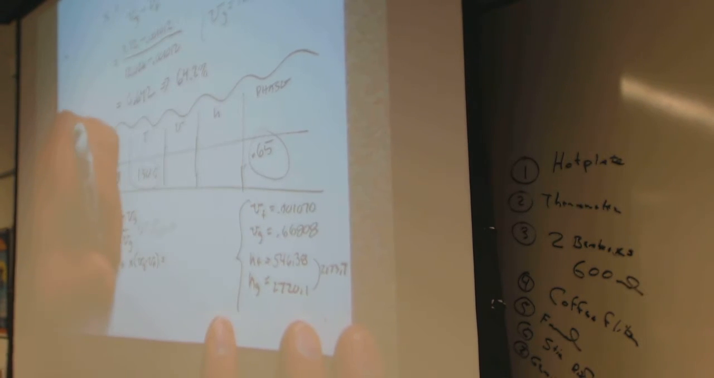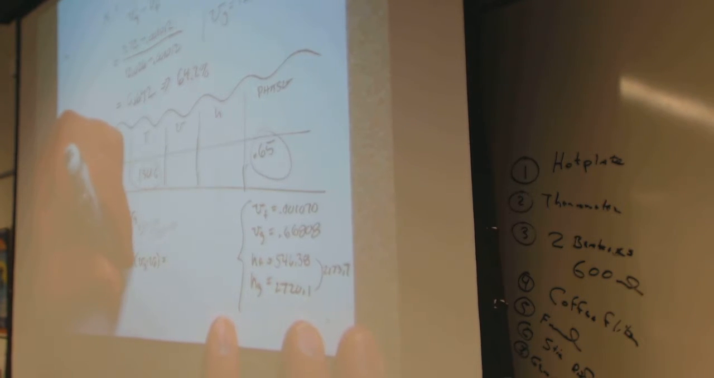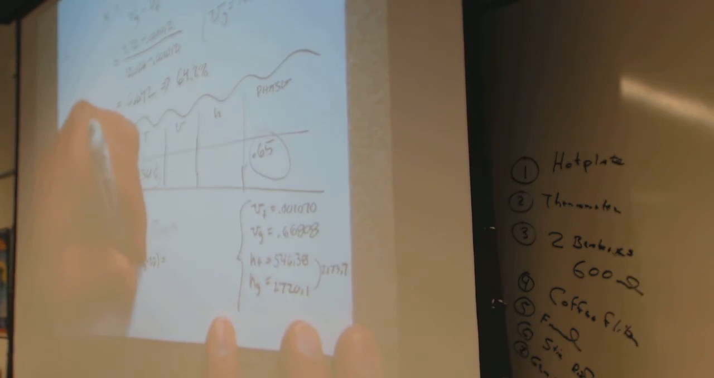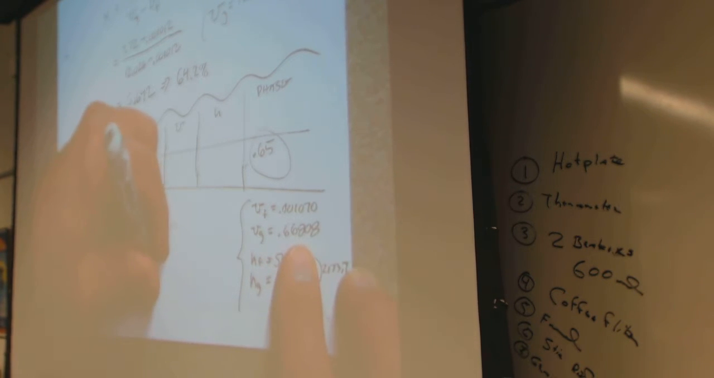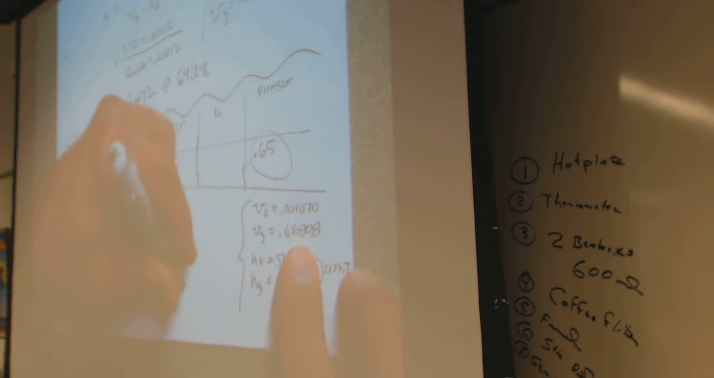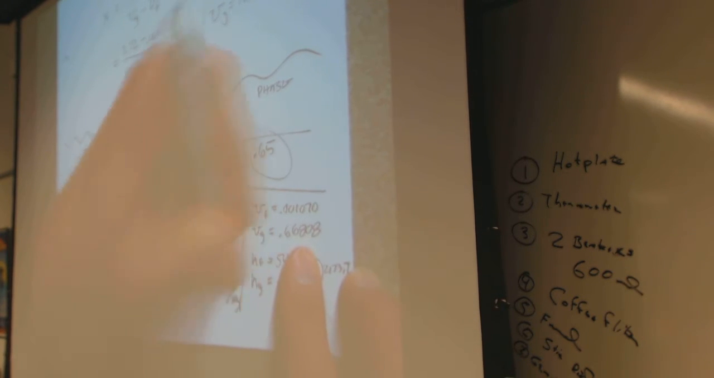In this case, HF is so we got 0.001070 plus 0.65 times 0.66808 minus 0.001070. And we get meters cubed per kilogram.